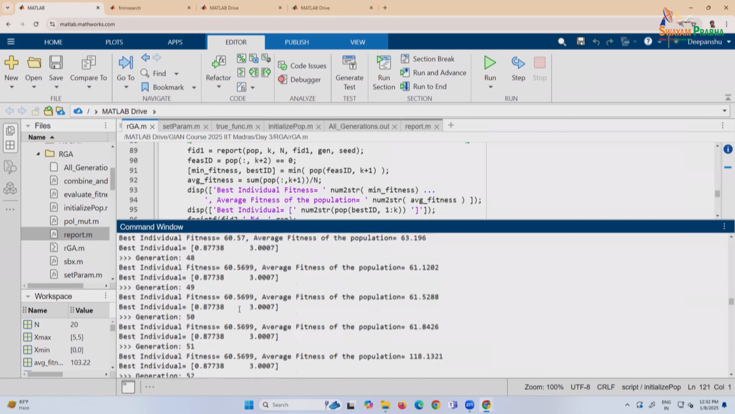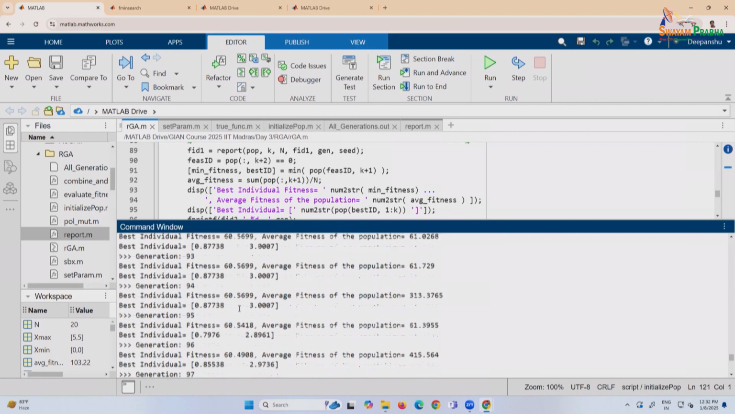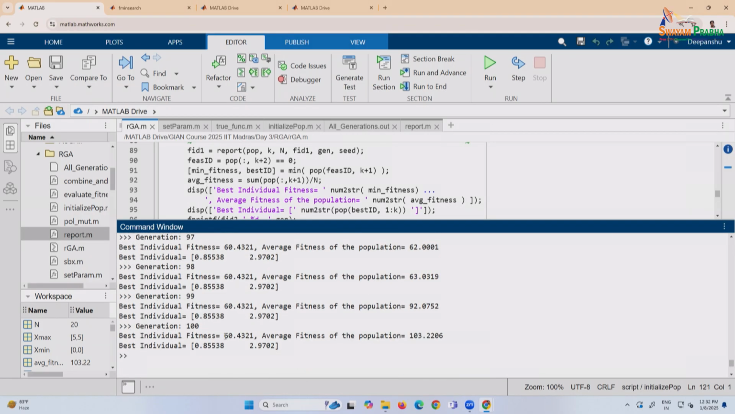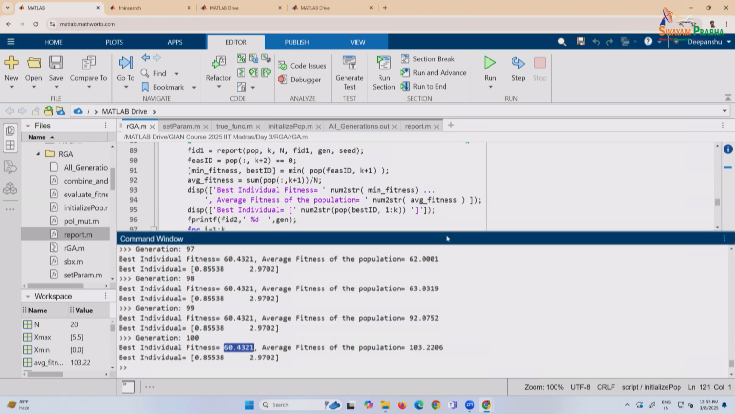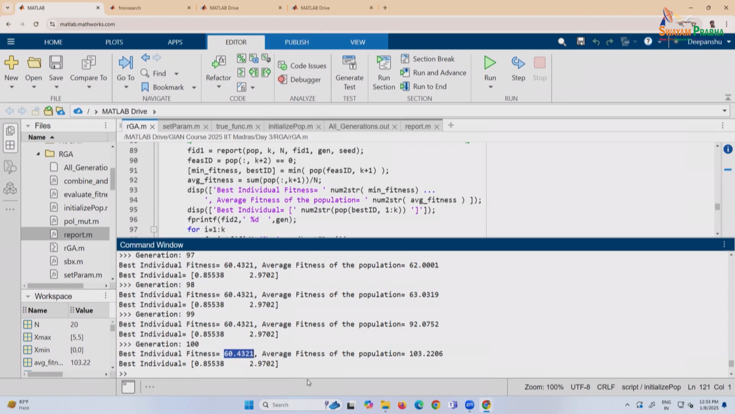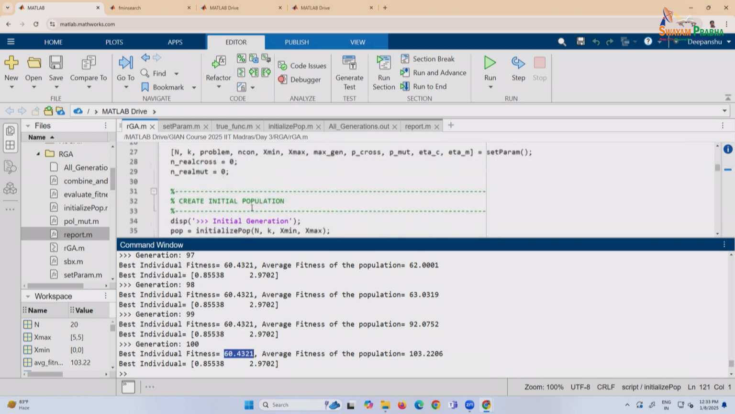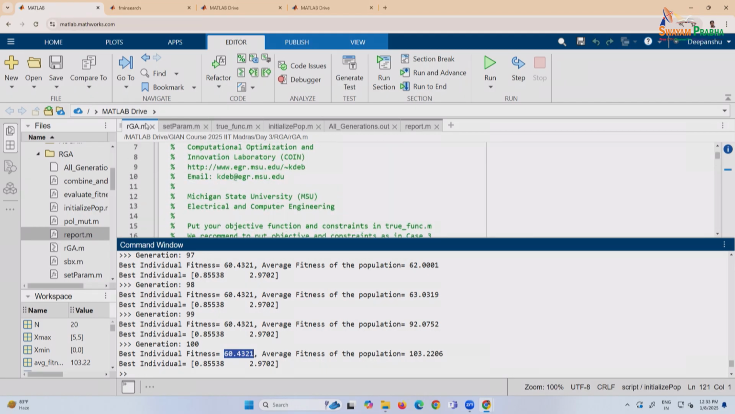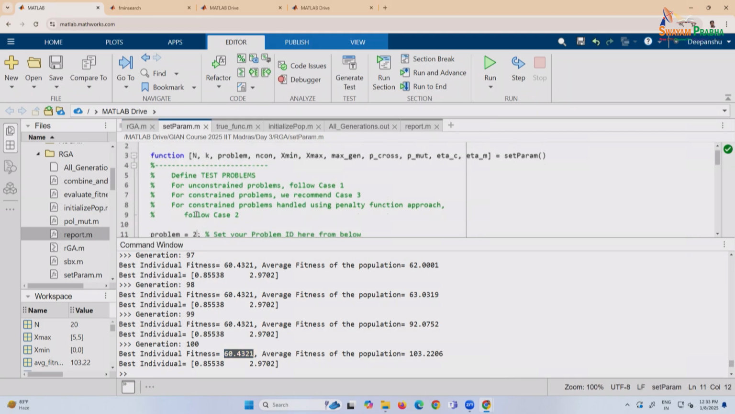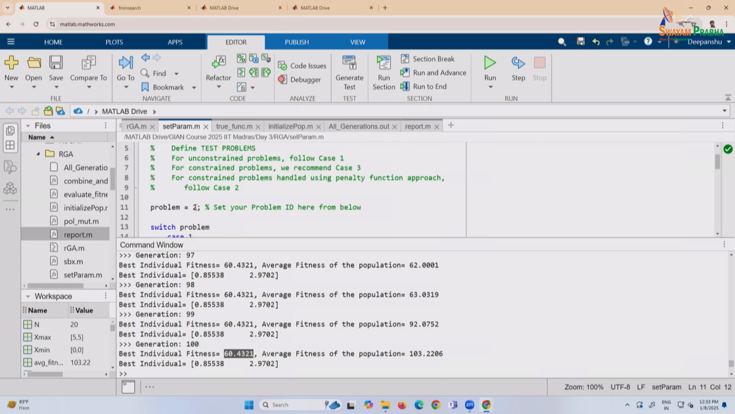So at the end, where are we? After 100 generations, we are at 60.4321. So a minor improvement over many generations. It very quickly comes down, and it's like other algorithms as well. So that's the unconstrained problem. Oh no, this is problem 2, I think. I wanted to do problem 1 first. So let me do problem 1 first. Set param, problem 1 first.